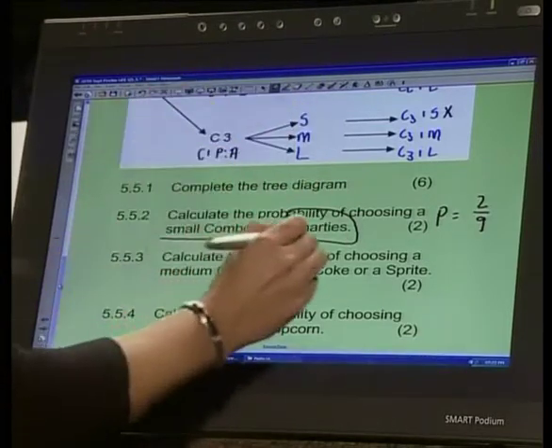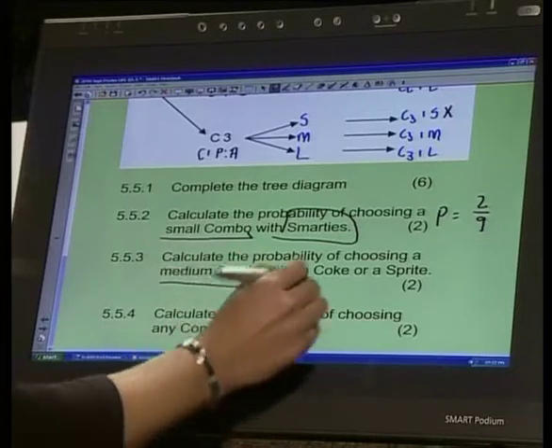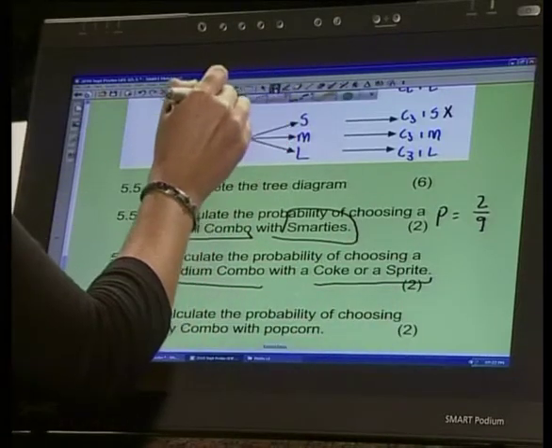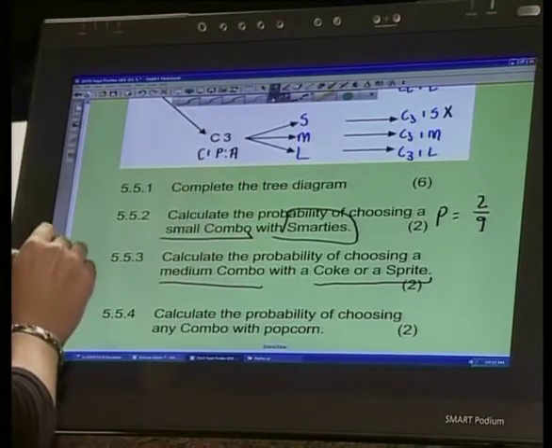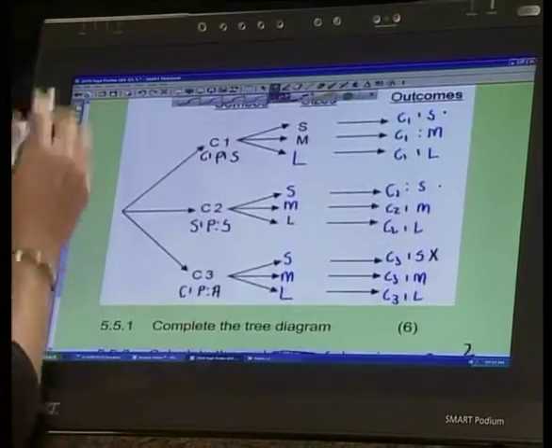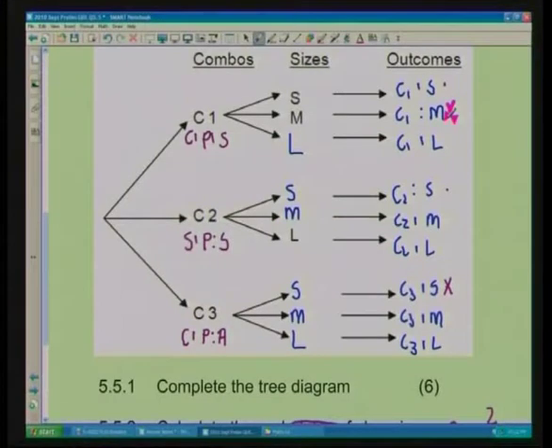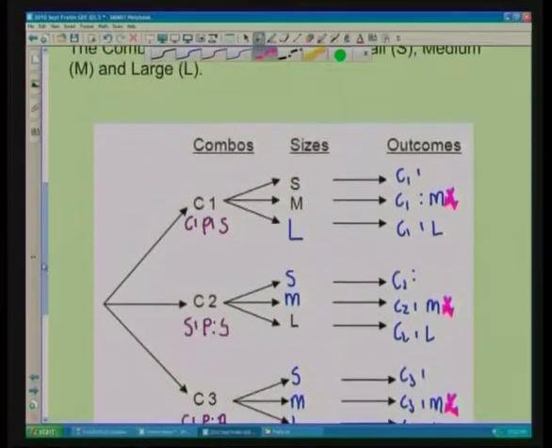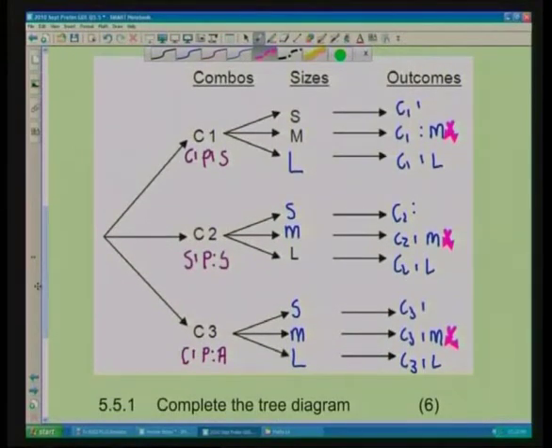Right, the probability of choosing a medium combo with a Coke or a Sprite. Okay, so let's go back to the top to look at our combinations. All right. So now we're looking at medium combos. So I'm just going to put little crosses next to each one of these so that you know that we're dealing with those mediums. And then they're asking about medium combos with Cokes or Sprites. So it doesn't matter what the cold drink is, it can either be a Coke or a Sprite.